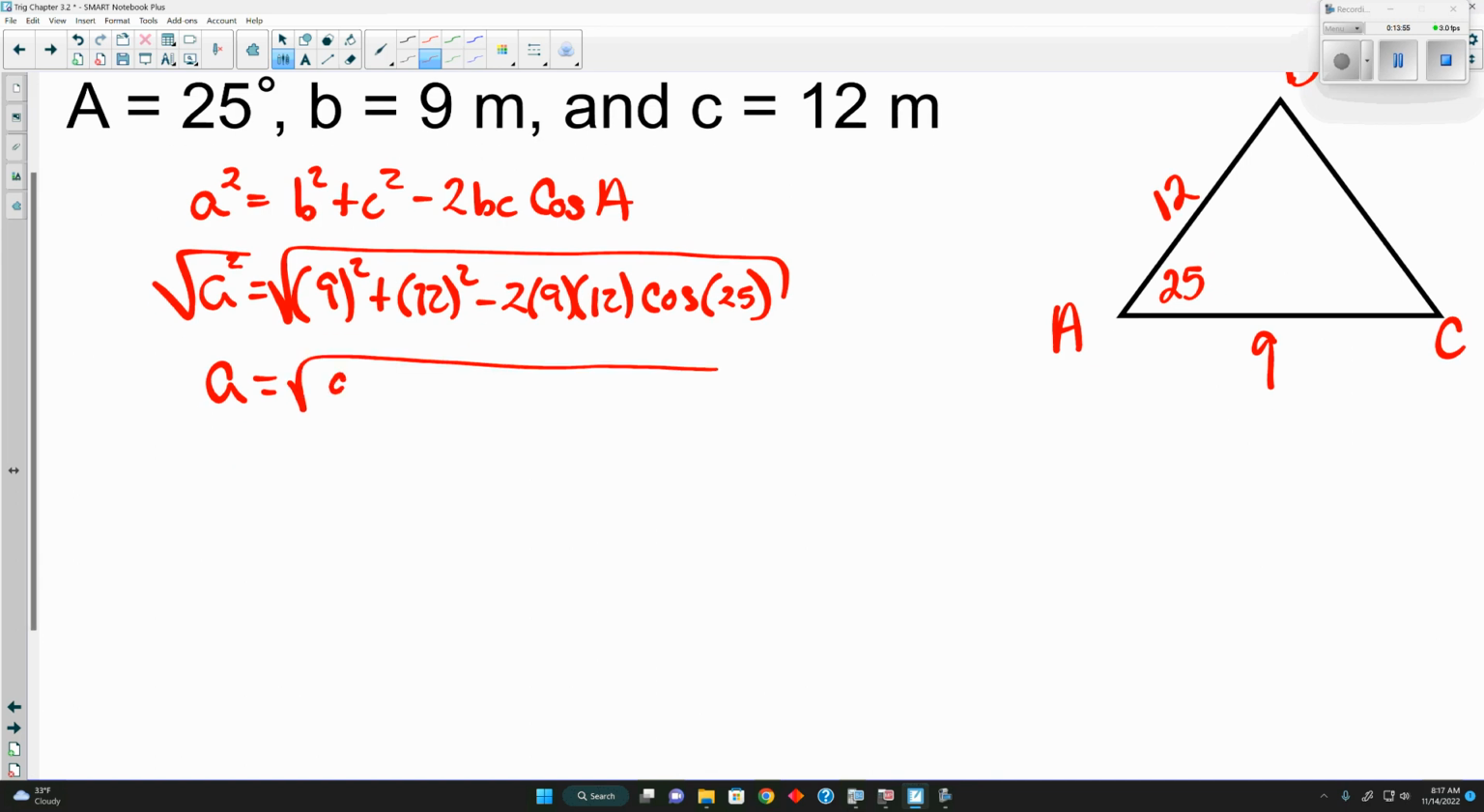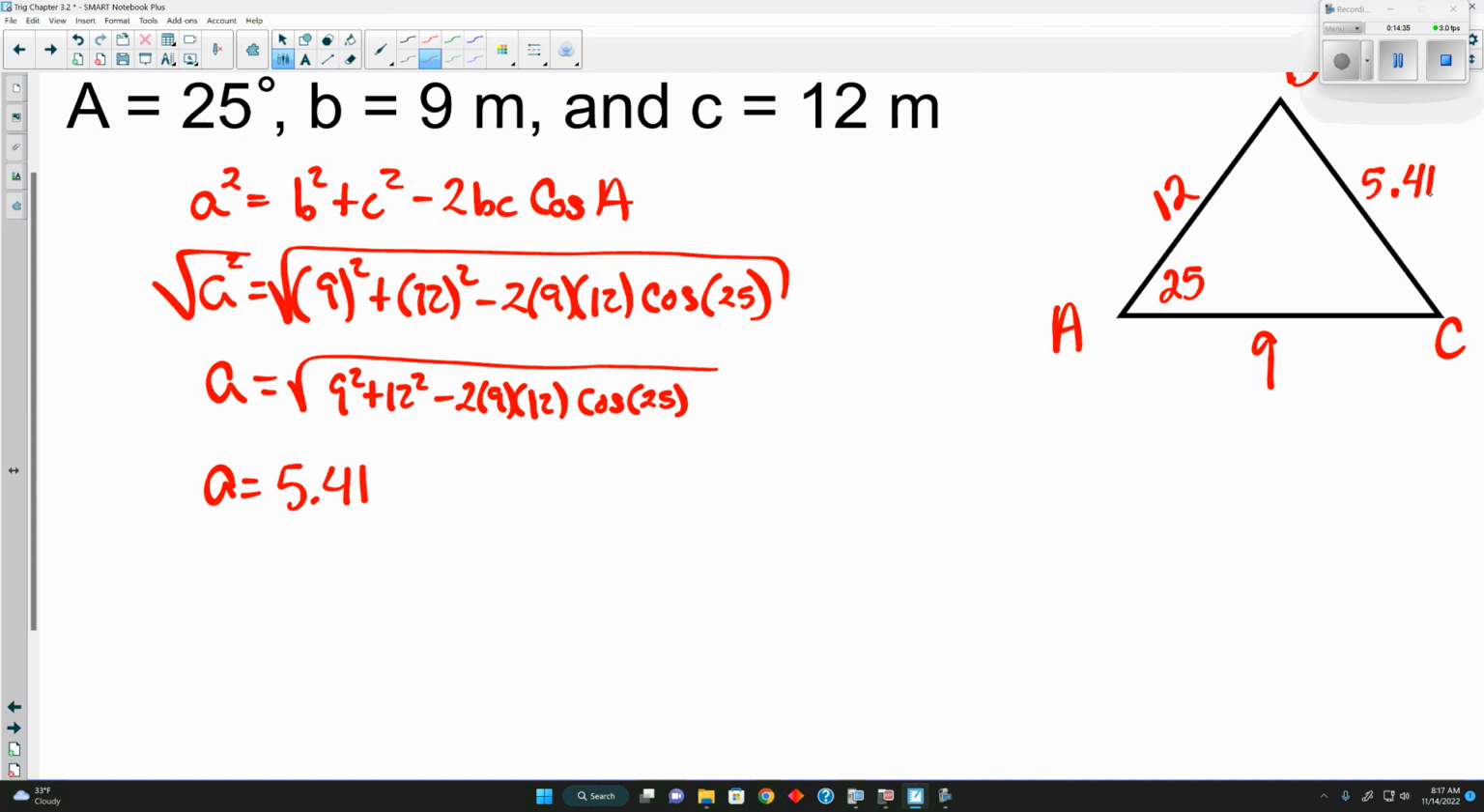the square root of 9 squared plus 12 squared, minus 2 times 9 times 12, cosine of 25. We can round to the nearest second decimal place, and if we type this in, we get... Questions on this here? All right with this so far?